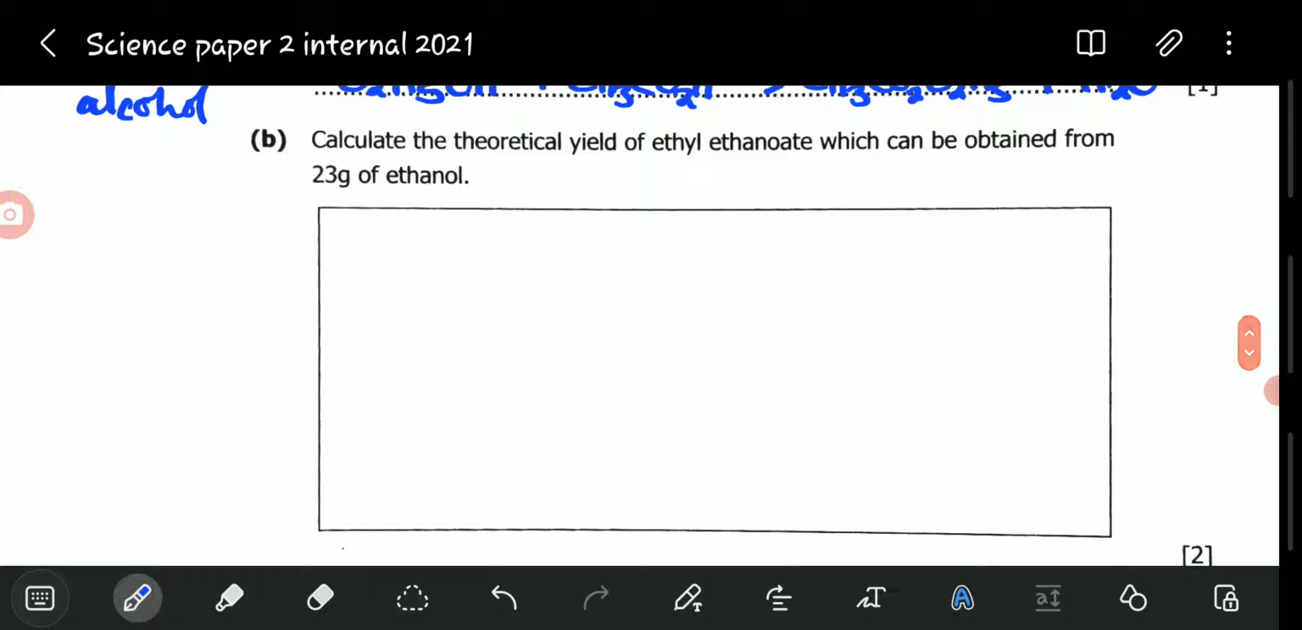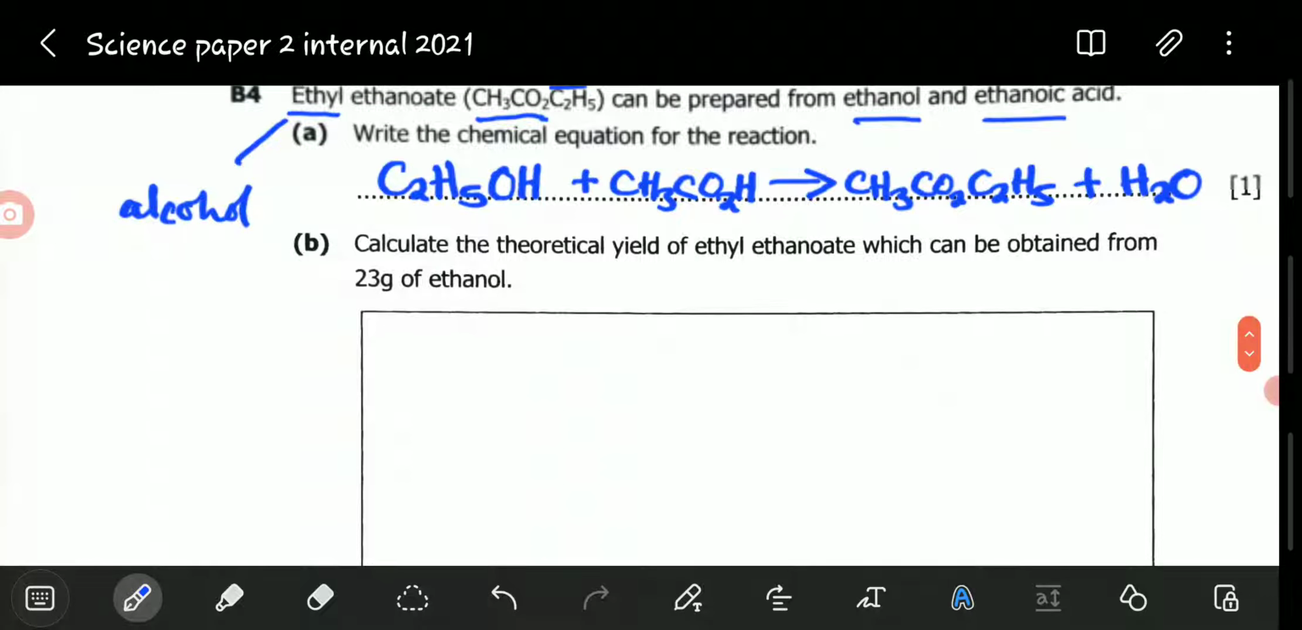Then we go to B. They're saying calculate the theoretical yield of ethyl ethanoate which can be obtained from 23 grams of ethanol. What I like doing is putting a relationship. They've given us the mass of ethanol, and they want us to find the mass of ethyl ethanoate. So the relationship is between this molecule and this molecule.